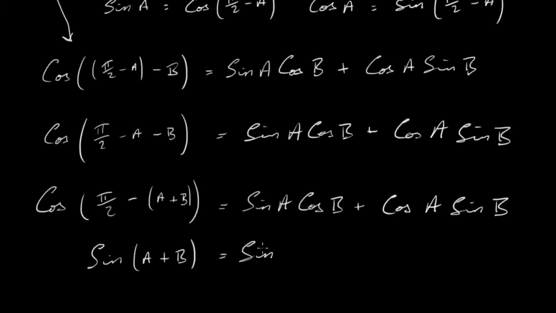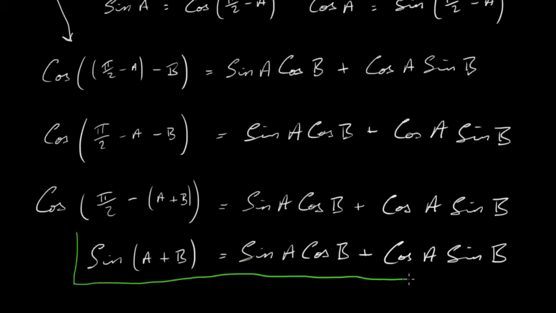So on the right hand side we have sine A cos B plus cos A sin B. And this is exactly what we were looking to prove from the very beginning.